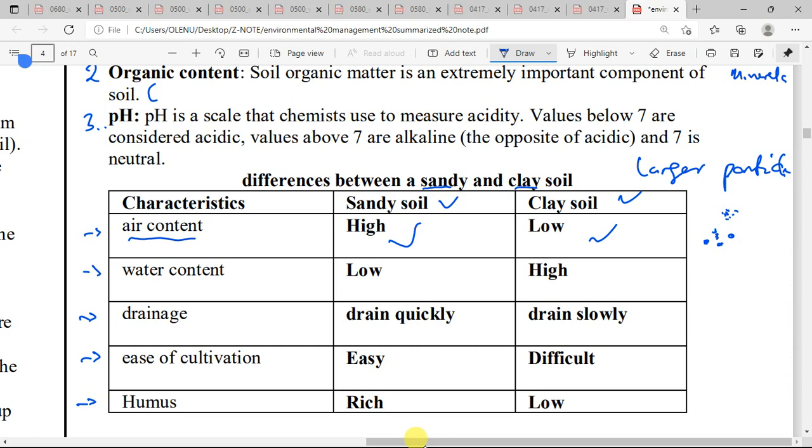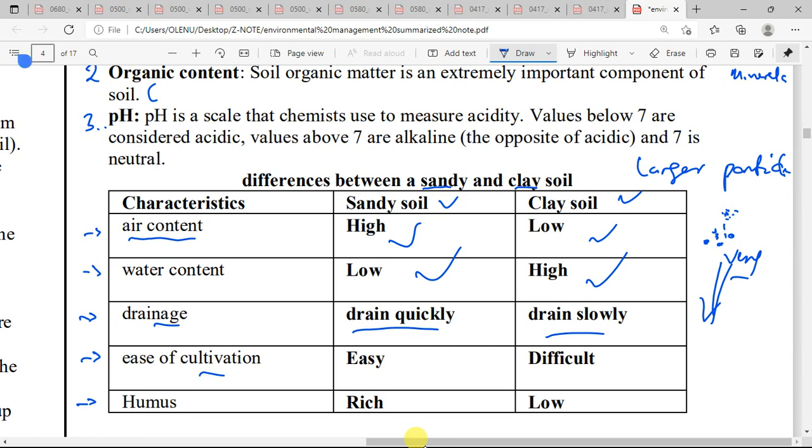In terms of water, water can easily infiltrate and percolate within sandy soil, and easily flow out. So sandy soils are usually very dry because they are not designed to hold as much water as clay soil. The water content is low in sandy soil, but in clay soil the water content is high. Then in terms of drainage, because of the larger size particles, sandy soil can drain quickly while clay soil drains slowly.